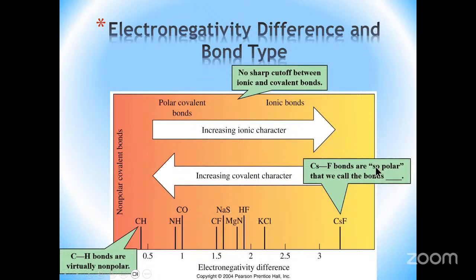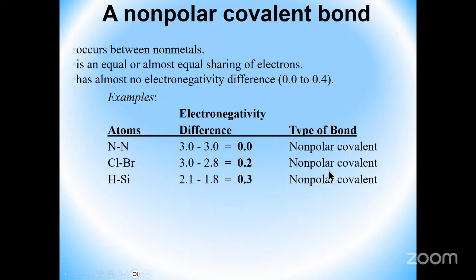In fact, that's the answer to this question right here. It says the C-F bonds are so polar that we call the bonds ionic, because that represents a complete transfer of electrons from the metal to the non-metal. It says there is no sharp cutoff between ionic and covalent bonds. So the criteria we're going to look at to distinguish between those bonds is not a hard and fast thing, but we're going to use it to establish the different types of bonds.